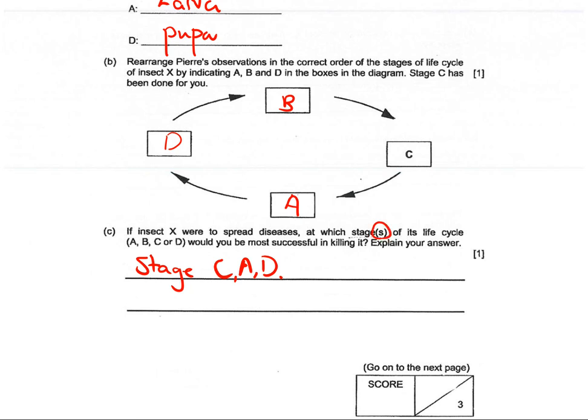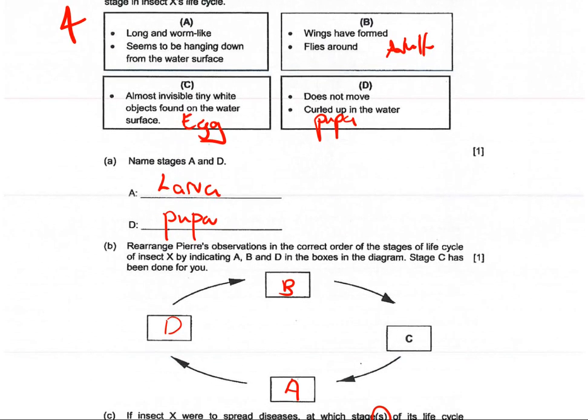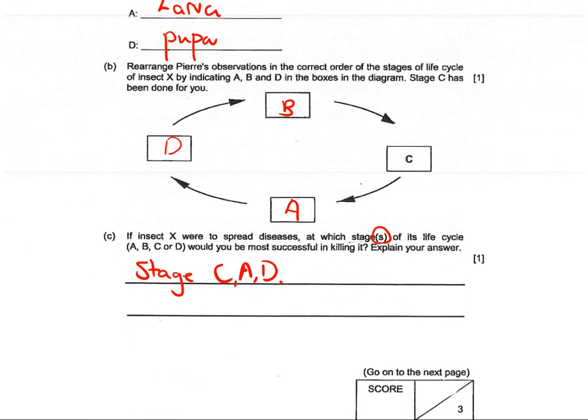This question can include more than one stage. So why stage C, A, and D? Because C is the egg. Okay, A is a larva hanging on the water, and D is the pupa. Okay, so all these stages, there's one thing in common. They do not move. Killing it will be easy. Okay.